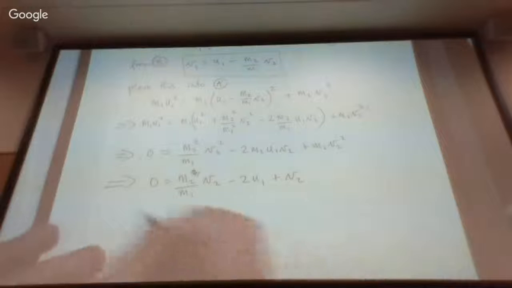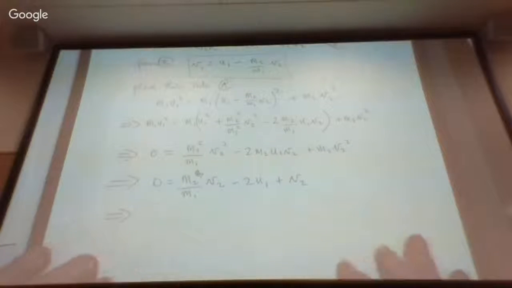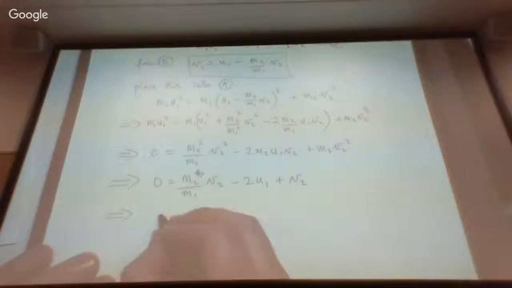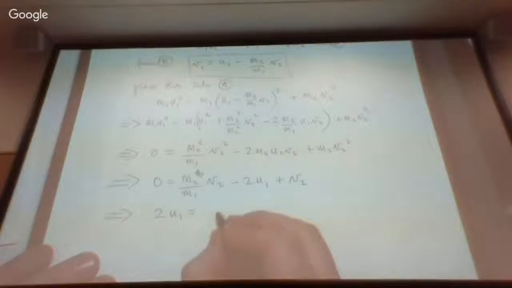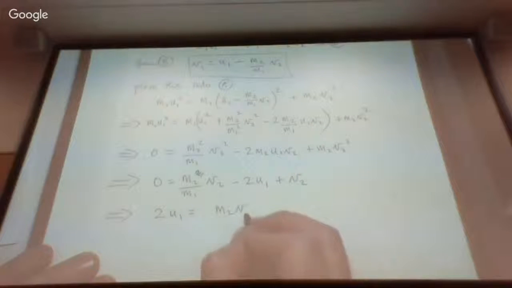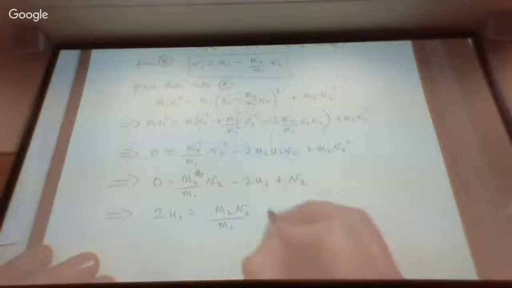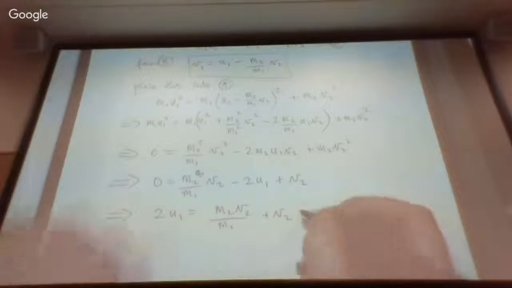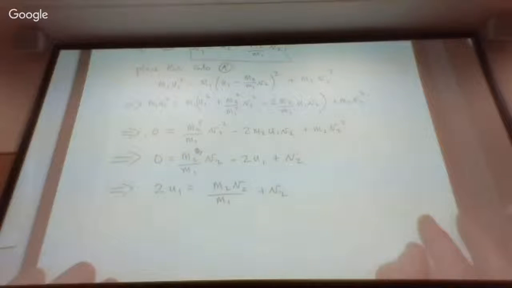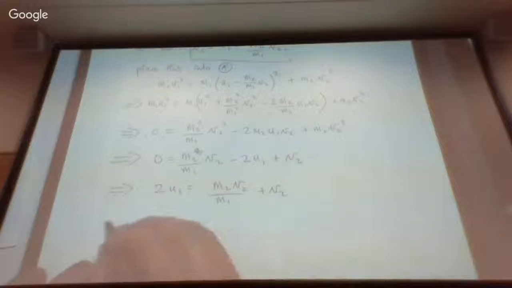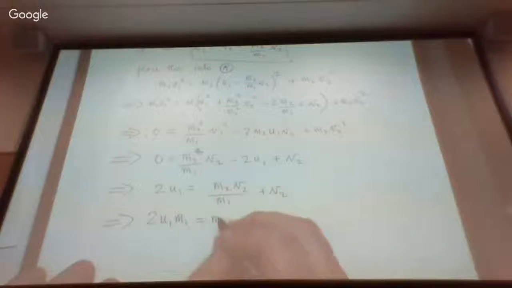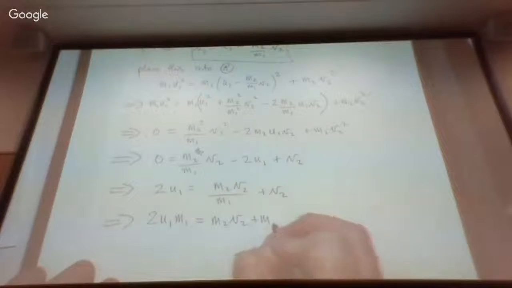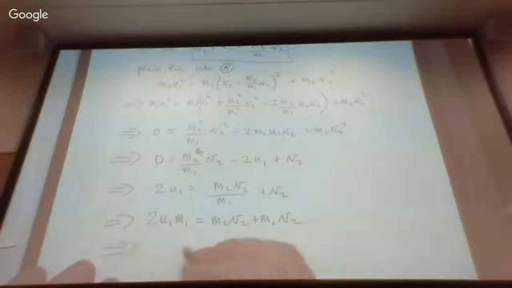So then you just want to make V2 the subject of this, which you can do by saying this is then 2U1 is M2 V2 over M1 plus V2, and then multiply across by M1, you get 2U1 M1 equals M2 V2 plus M1 V2. So finally, you get this expression now.